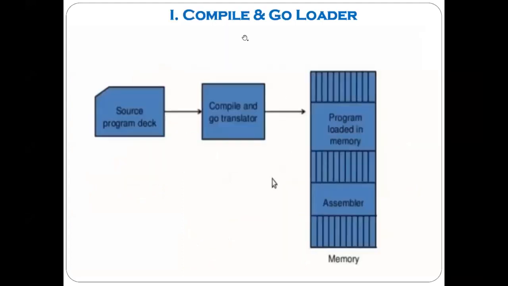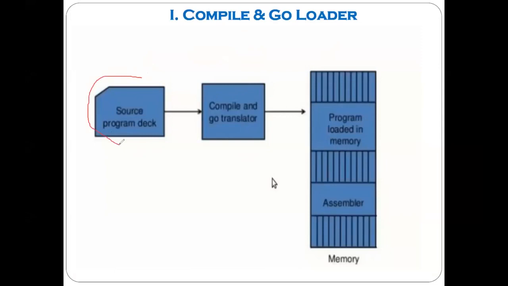Now let's discuss the different types of loaders. The first type I have mentioned here is the compile and go loader. This loader is also called assemble and go. Another name for this loader is the assemble and go loader, or it can also be called a compile and go loader. Now let's see what exactly this loader does and what the concept is.